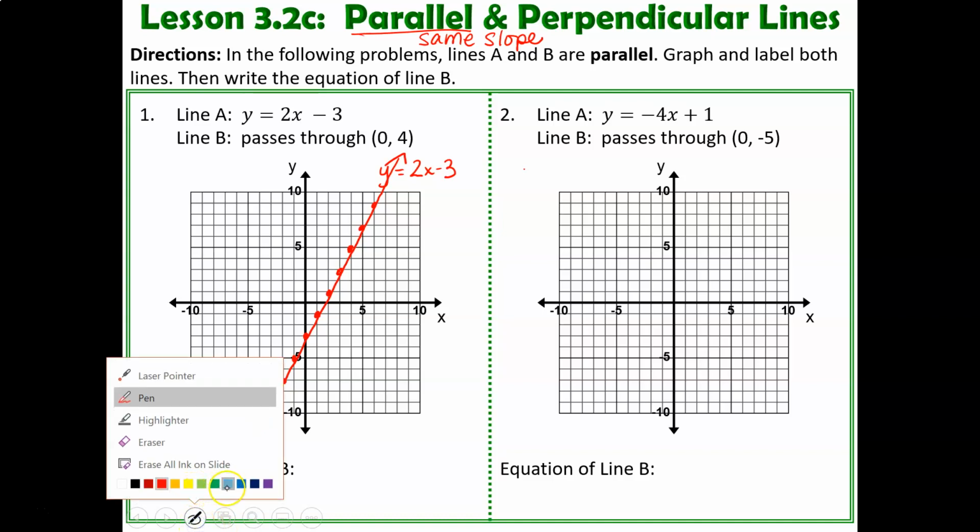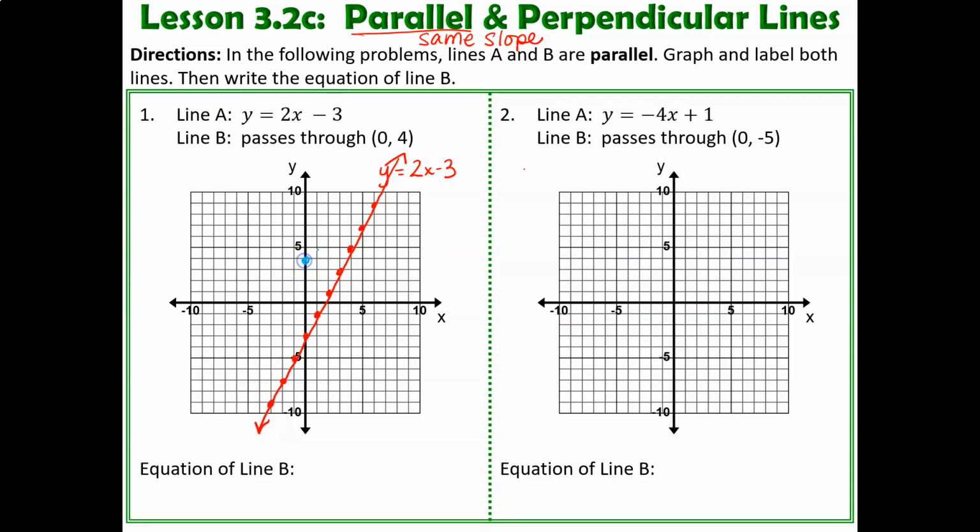So it says it passes through 0, 4. Let me write in a different color. 0, 4. And it's parallel. So we know it has the same slope, which is 2. So this equation will have the same slope, which is 2x, but a new y-intercept, which we said was 0, 4. So this is y equals 2x plus 4. So you see parallel lines have the same slope.